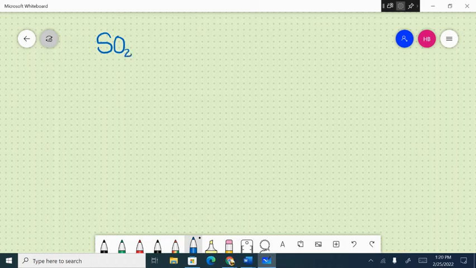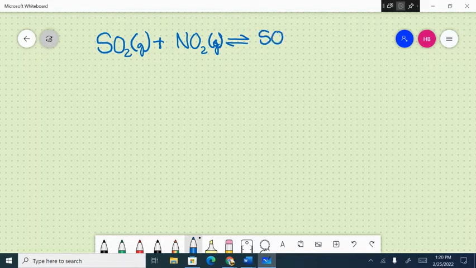So this is sulfur dioxide gas, and this is nitrogen dioxide gas. Remember, the double arrows indicate that this is a reversible reaction, and it produces sulfur trioxide gas and nitrogen monoxide gas. These are all gases that are components of pollution.